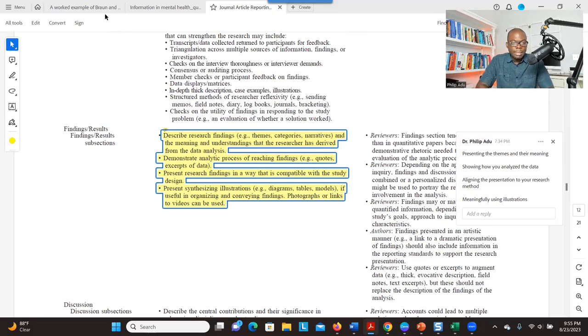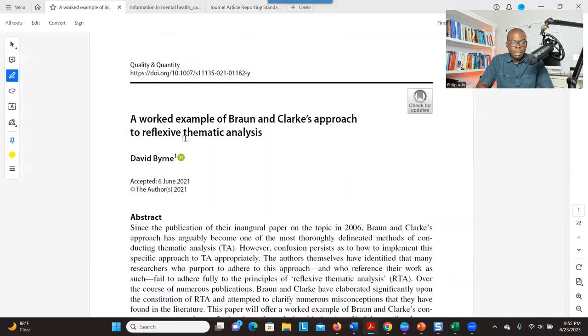Let's go to the next article. So the next article is about Brown and Clark approach of reflexive thematic analysis. Brown and Clark provided 6 steps that you have to follow when you are conducting reflexive thematic analysis. And if you want to get more information about the first 5 steps, I have a video on that. I'll put in the link there so that you'll be able to click on it and learn about the steps.